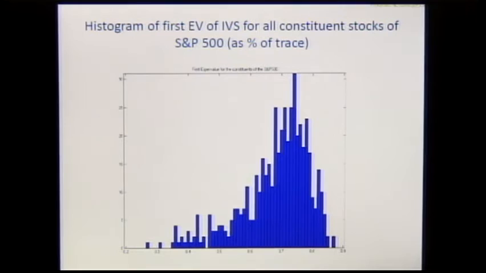So if you look at the histogram of the first eigenvalue of the implied volatility surface that shows the vibrations, you see that the S&P is here. Mostly everybody is here. The first eigenvalue explains 90% of the trace of the correlation matrix here, 70%, but there are a lot of stocks where it only explains 30% and so on. So that's kind of interesting.